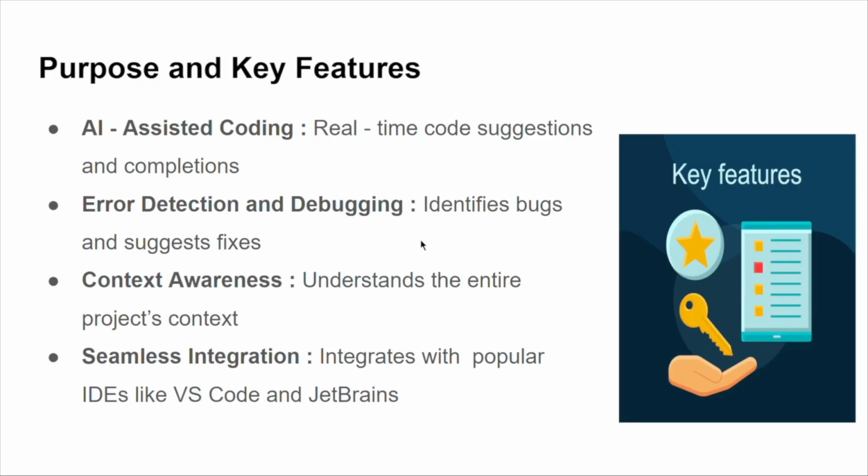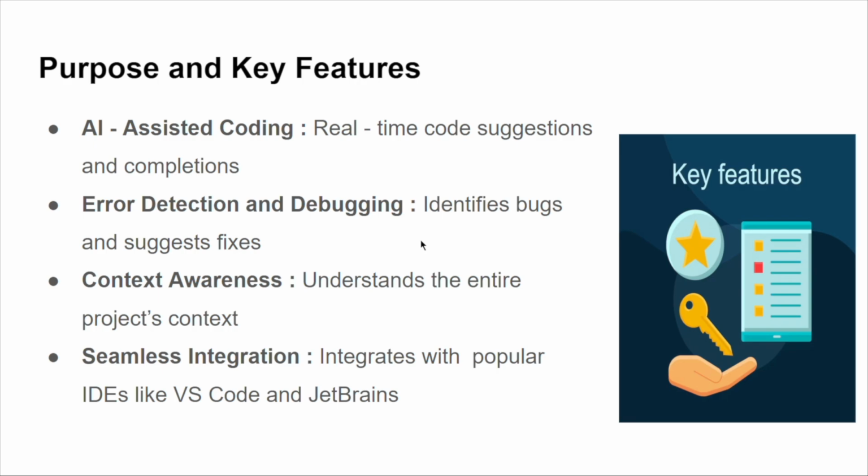Next, let's see the purpose and key features of Cursor AI. So the primary goal of Cursor AI is to boost the productivity by minimizing the time spent on repetitive coding tasks and debugging. So first key feature is the AI assisted coding. So it offers real-time code suggestions and completions, helping developers write efficient code effortlessly.